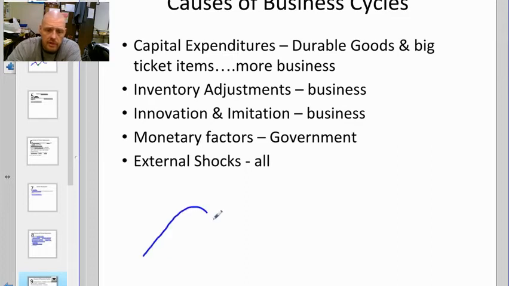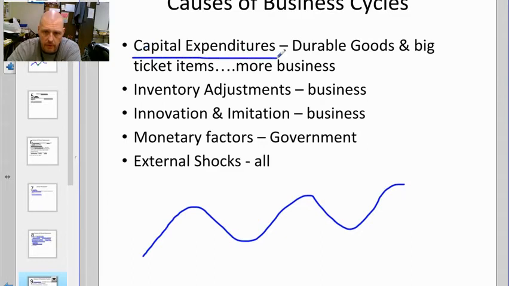What are the causes of the ups and downs in a business cycle? Well, the biggest one here is going to be capital expenditures. Now, this would be durable goods for us as individuals. It would be capital goods for businesses, right? Buying those big ticket items.